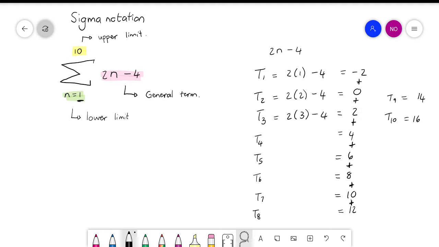What type of a series do we have here? No, that is the English word. What do we have here? What is it? An arithmetic sequence. How do we know that? Because this has an A value of -2 and a constant difference of 2.